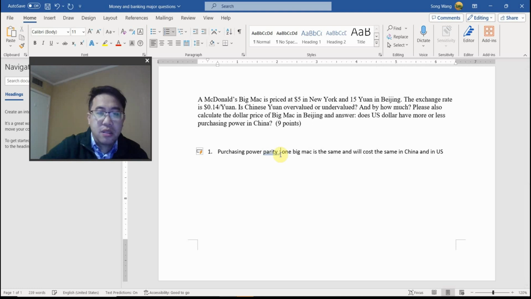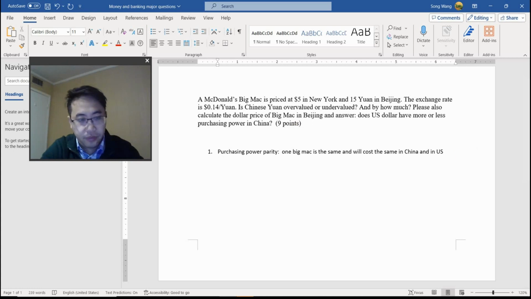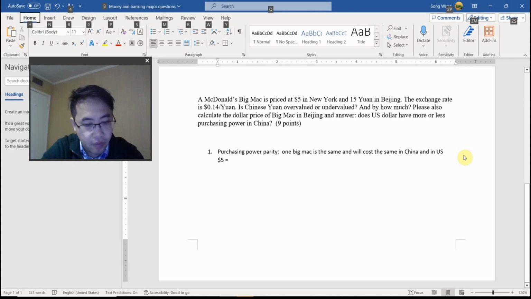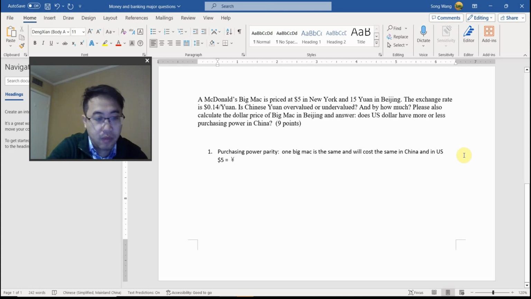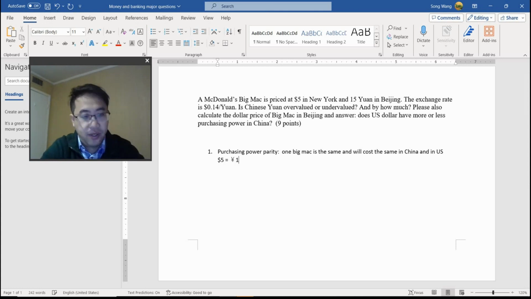Okay, it will cost the same, and so that basically equalizes the $5 US dollar to 15 Chinese yuan. Okay, so that equals one Big Mac. All right, so $5 under purchasing power parity has the same purchasing power as 15 Chinese yuan, because they can all buy one Big Mac.